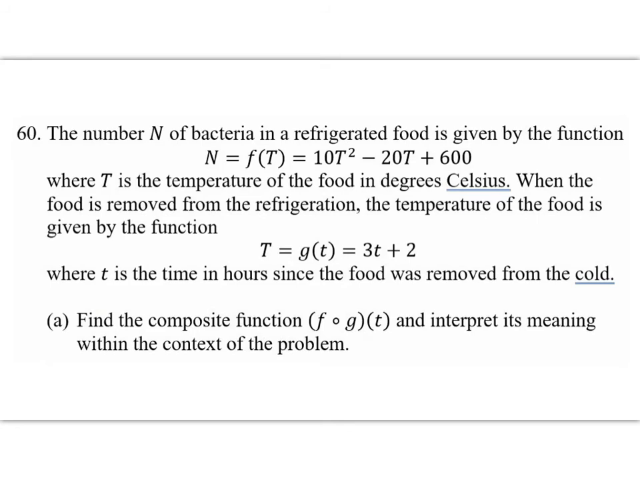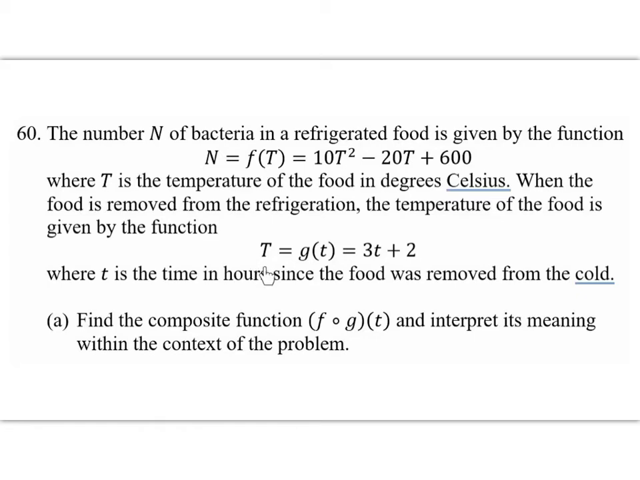So here's how I would word this problem. I would still say n is the output, n is the number of bacteria given by this function, but I'm going to call this function f. So it's clear that the output variable is n and the input variable is capital T. This gives us the number of bacteria as a function of the temperature of the food in degrees Celsius.